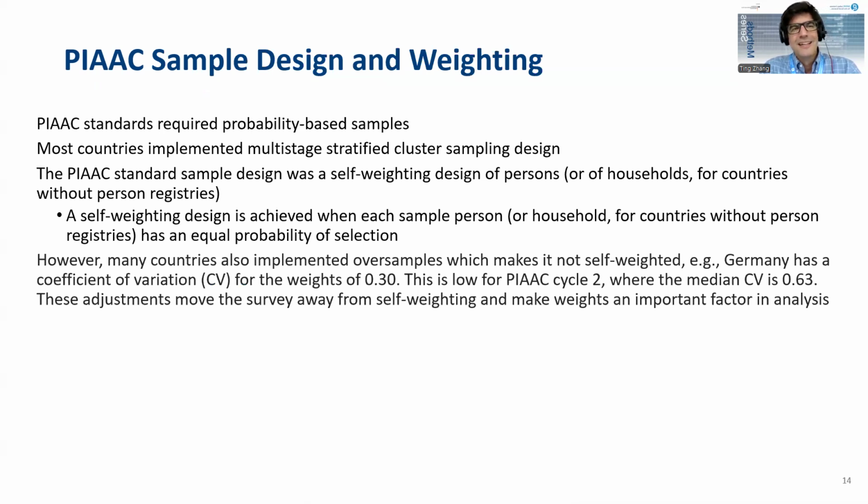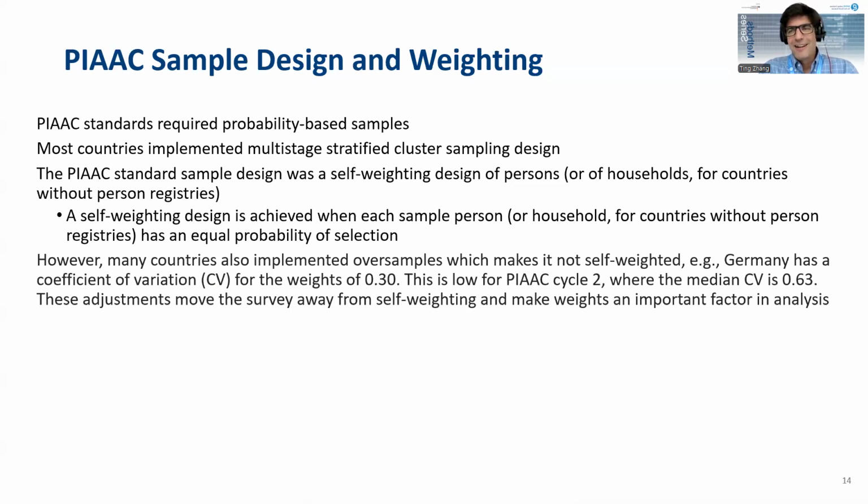And the PIAC sample design was at first self-weighted, and what a self-weighted design means is that every person in the population has an equal probability of selection. When you have a self-weighted design, weights become extraneous. But in fact, many countries also implemented oversamples, which makes it not self-weighted.